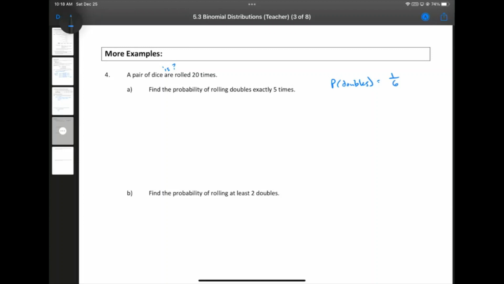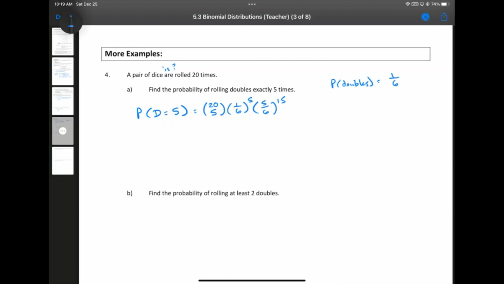Okay, so we're doing 20 trials. So let's do the probability that doubles equals 5. We're looking for the doubles criteria to be met 5 times. Well, those 5 successes are going to occur somewhere in those 20 rolls. That's where the first part comes from. 20 choose 5. And then we have our probability of getting doubles, success, to the number of successes. And then our probability of failure, which is obviously 5/6, to the number of failures, 15.